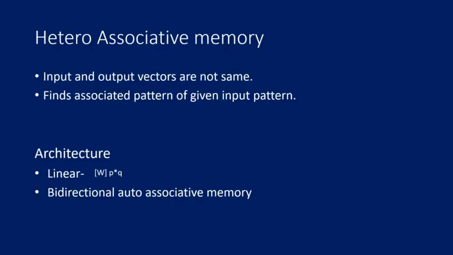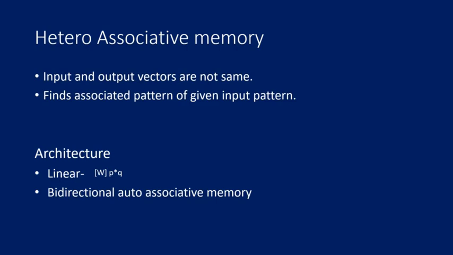Now the second one given here is hetero-associative memory. This network is also the same as auto-associative memory, but the only difference is input and output vectors will not be the same. As we had seen in the example of auto-associative memory, it was used for finding the original pattern from some distorted one.